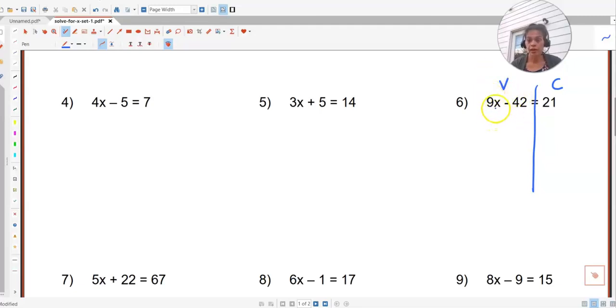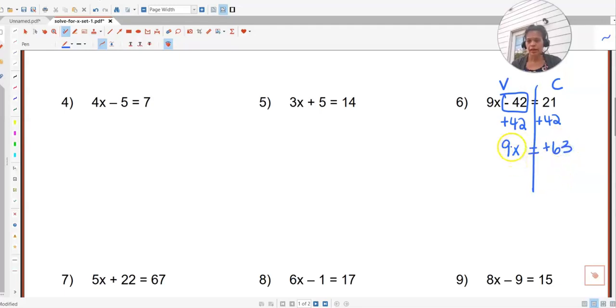Alright, so my left side is my variable side, so I see this negative 42. Let's get that out of there. Negative 42 doesn't belong on the variable side. So we're going to go, alright, the inverse of negative 42 is a positive 42. What we do on one side, we do on the other, positive 42. So now we're left with 9x equals 63, positive 63.